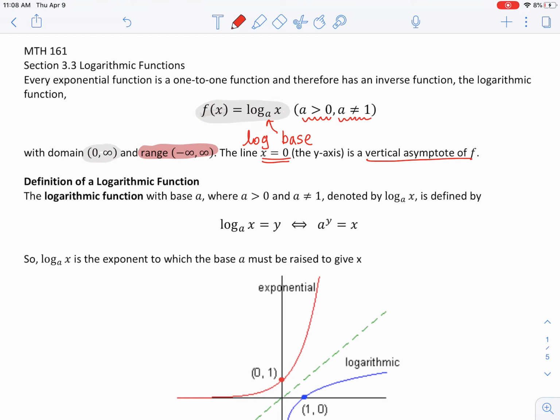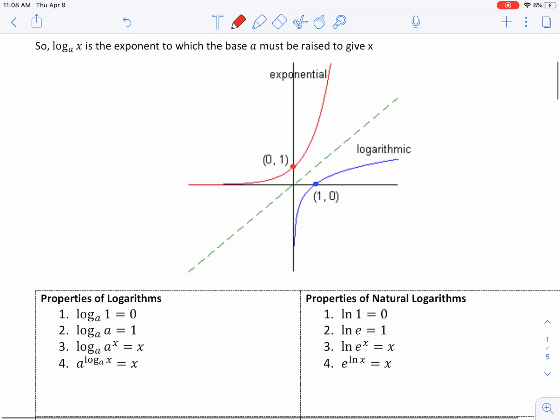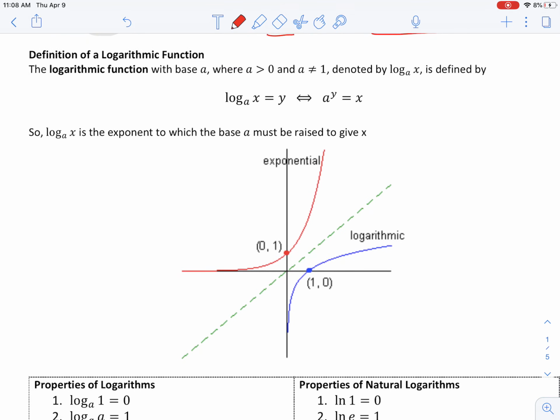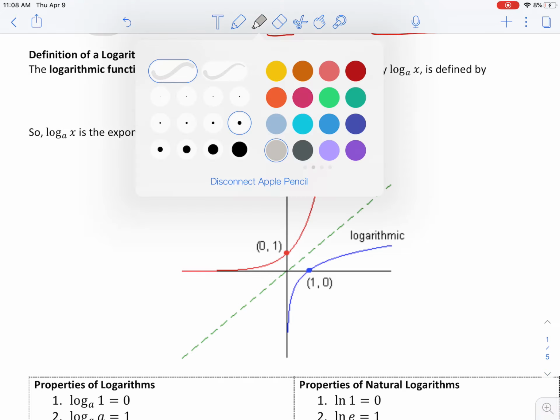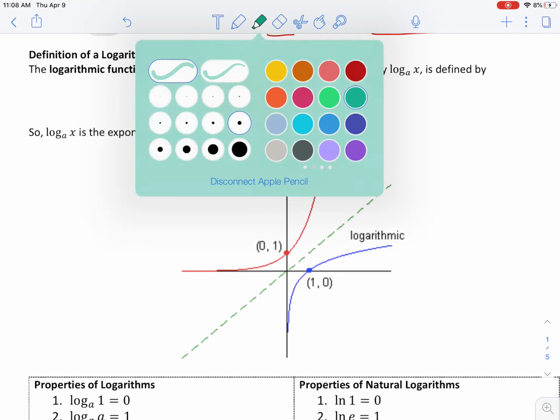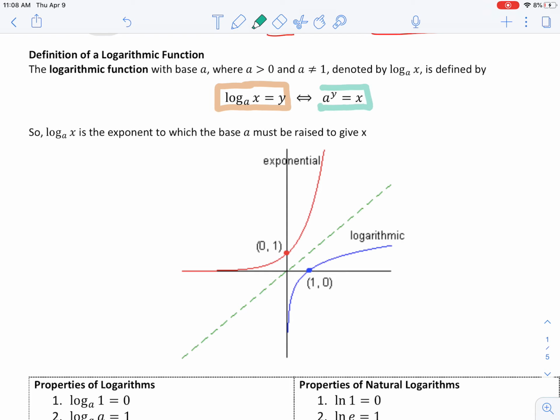Okay, let's define what it is, and let's do some rewriting. I've got some properties to go over. The definition of a logarithmic function: the logarithmic function with base a, where a is greater than 0 and a cannot be equal to 1, denoted by log base a of x, is defined by this. Now we're going to practice this, so don't worry. We're going to go from this orange form on the left, the log form, and we're going to go to this green form. And this green one is going to be the exponential form.